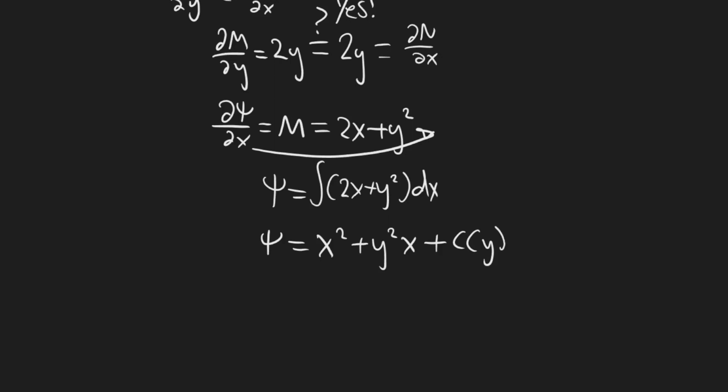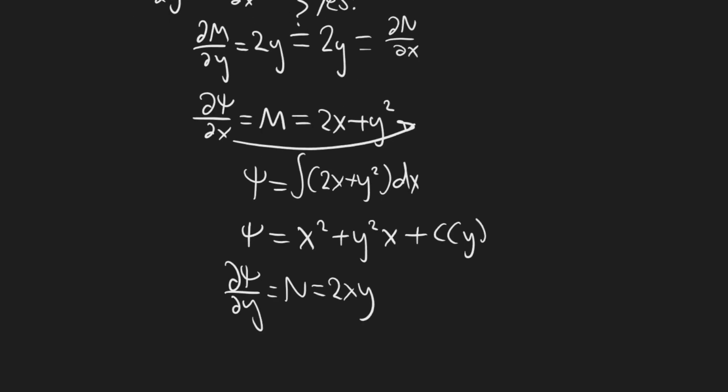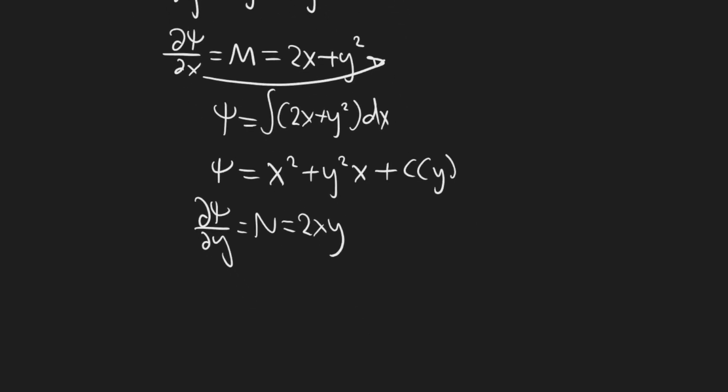And so now our goal is to find out what c of y is. So we know that partial psi partial y equals n, which in this case is 2xy, as we have written up here. And so then, as long as we take a partial derivative of our psi and compare it to this, we'll know what c of y is. So partial psi partial y equals 2xy plus c prime of y, just like that.